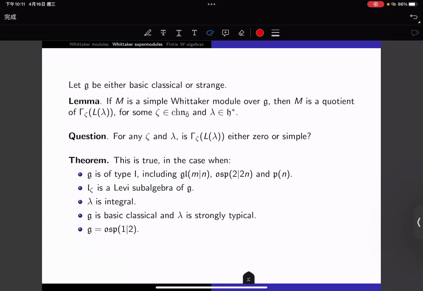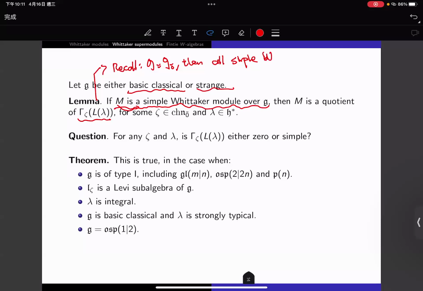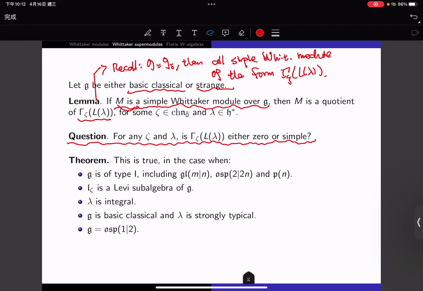So if g is either basic classical or strange, then if M is a simple Whittaker module, M is always a quotient of a module in the sense of Backelin. So here we recall that if g is a Lie algebra, then all simple Whittaker modules are of the form. But for superalgebras, we don't know. But we can prove that it's a quotient of modules of this form. So it's very natural to ask when the following equation, or conjecture, is true.